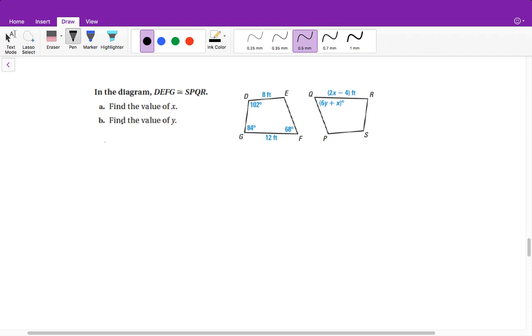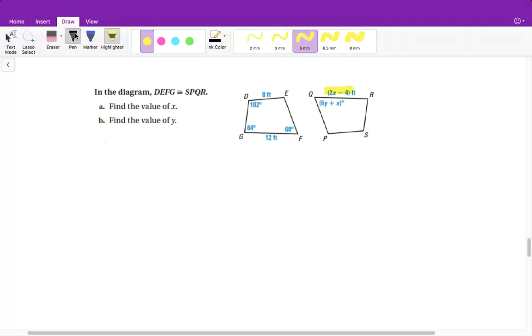All right, but it says find the value of x and find the value of y. So when we first look here, I see I have 2 x's. I have an x here, it is 2x minus 4, and I have an x here, it's 6y plus x. So when I go ahead and solve this, I'm not going to choose this 6y plus x because there's a y involved. I'm only going to choose this 2x minus 4 because it's going to give me just an x by itself.